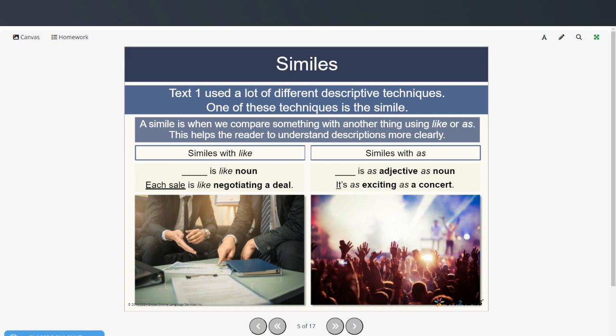So, text one used a lot of different descriptive techniques, and one of these techniques is the simile. A simile is when we compare something with another thing using like or as, and this helps the reader to understand descriptions more clearly. So, for example, each sale is like negotiating a deal, or it's as exciting as a concert. So those are just two examples of similes.